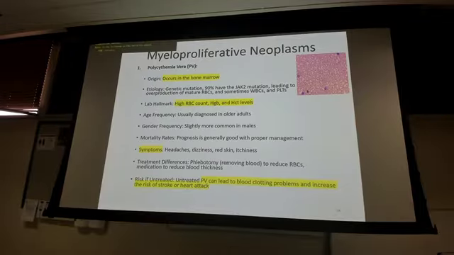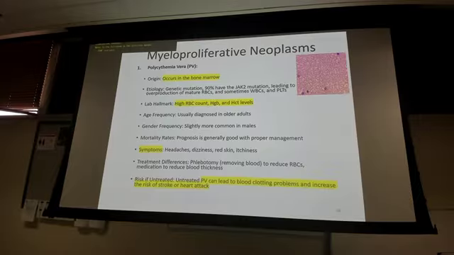Myeloproliferative neoplasms, PV, this occurs in the bone marrow, and a lab hallmark is a high red blood cell count, high hemoglobin, high hematocrit levels. So if we saw this slide, we could tell automatically that this person is producing a lot of blood, right? And this could lead to blood clotting problems and maybe an increased risk of stroke or heart attack. And these are slightly more common in males than females.